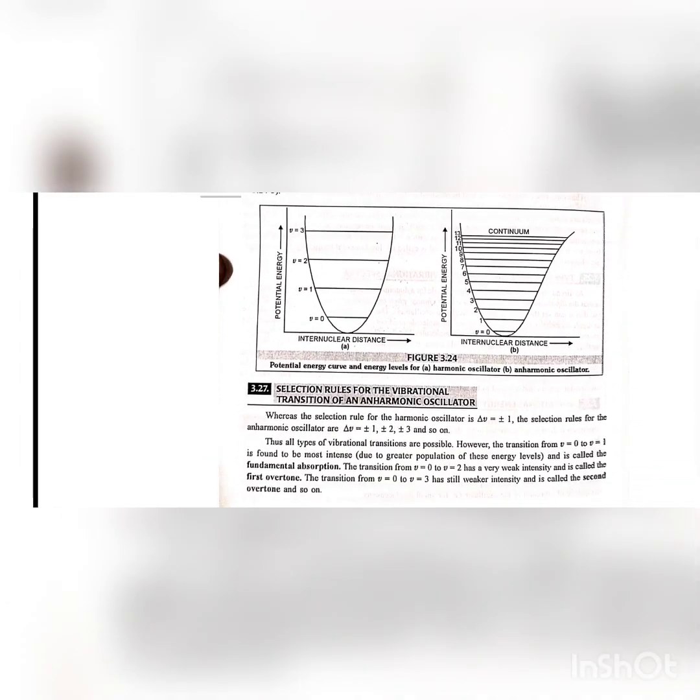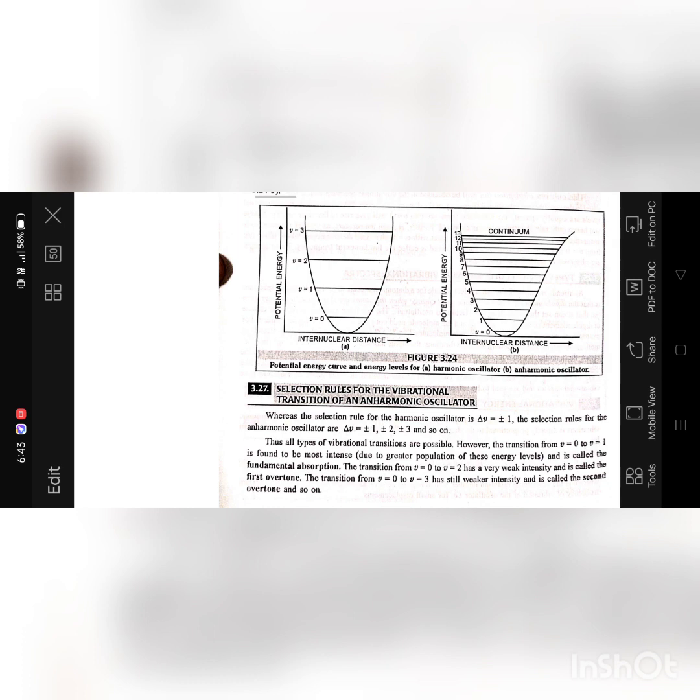Selection rule for the vibrational transition of an anharmonic oscillator. Whereas the selection rule for the harmonic oscillator is Δv = ±1, the selection rules for the anharmonic oscillator are Δv = ±1, ±2, ±3, and so on. Thus all types of vibrational transitions are possible.